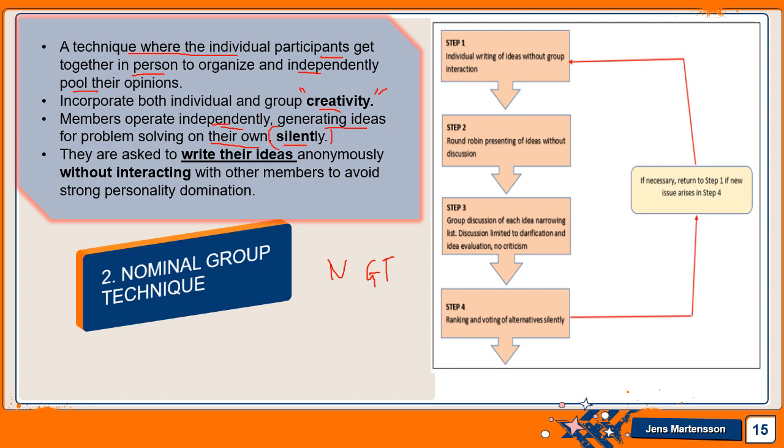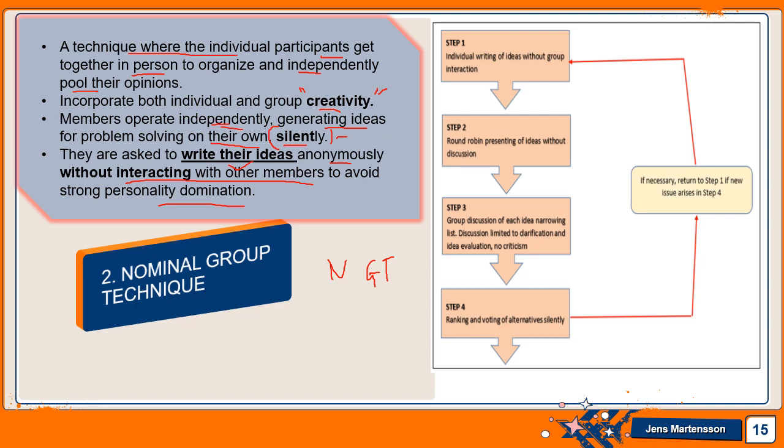Compared to brainstorming, where group members throw out ideas verbally. Brainstorming ni member akan keluarkan ideas secara verbal, bercakap. But in nominal group technique, the members give ideas by writing on a piece of paper, and it does not involve verbal communication. So they are asked to write their ideas anonymously. Anonymously here means without writing their name, not disclosing their identity, and without interacting with other members to avoid strong personality domination. So nominal group technique is where group members do not interact with one another, and they work on their own individually, independently, and they just write down their ideas.